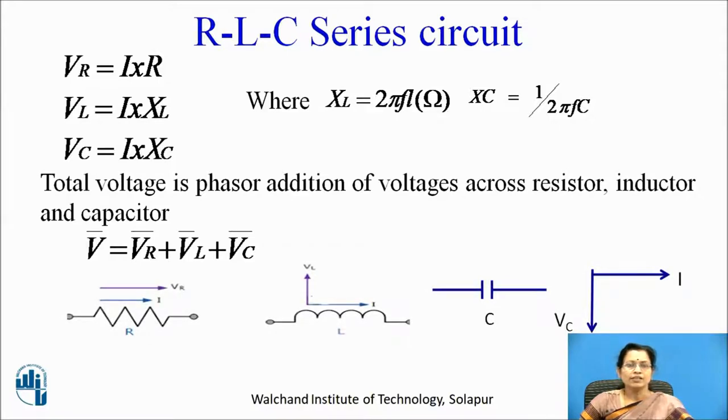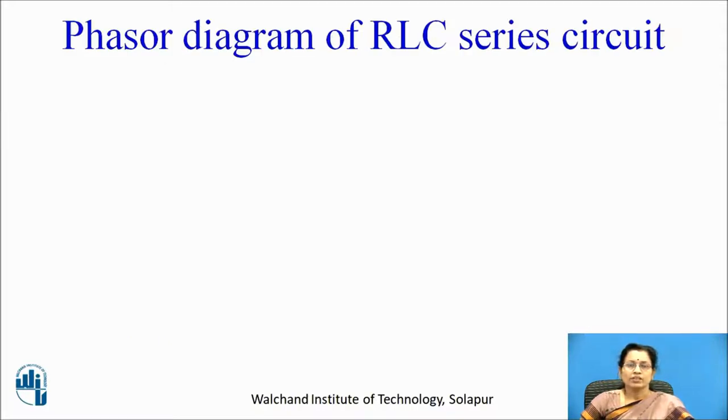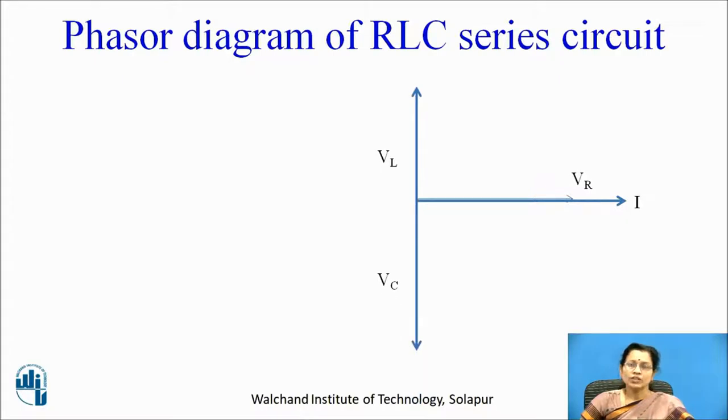You can see here from these three diagrams, that VR is in phase with the current for resistive circuit, VL is leading the current by 90 degree for inductive circuit, and VC lags current by 90 degree for capacitive circuit. For this RLC series circuit, we can draw the phasor diagram. So here we can draw the current phasor, and then VR is in phase with the current, VL leads current by 90 degree and VC lags current by 90 degree. So this is the basic phasor diagram for RLC series circuit.